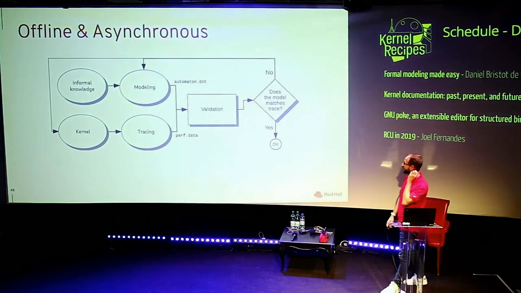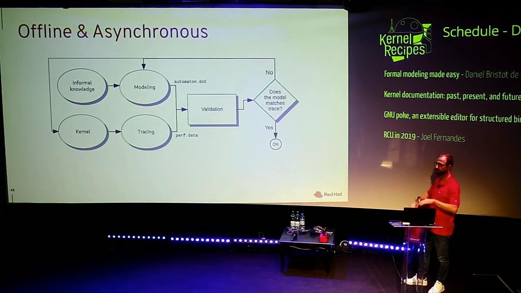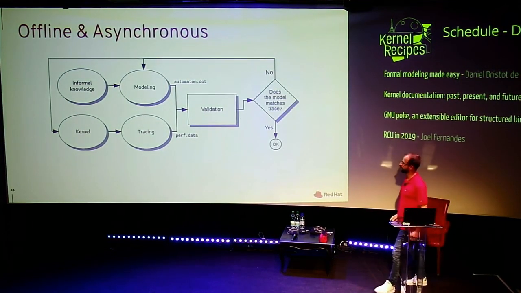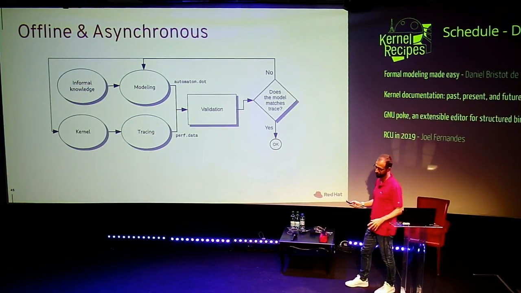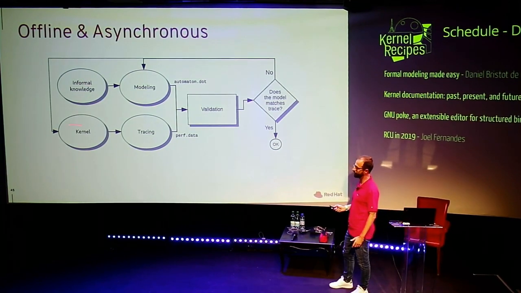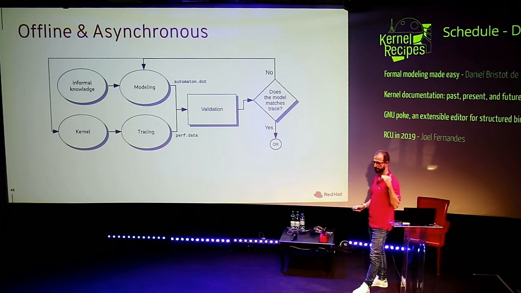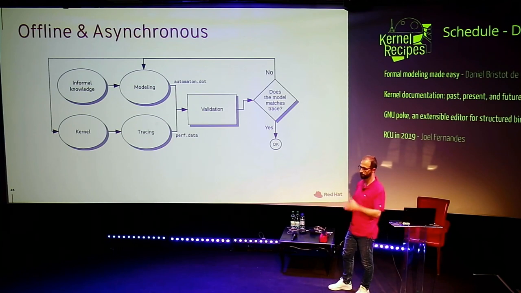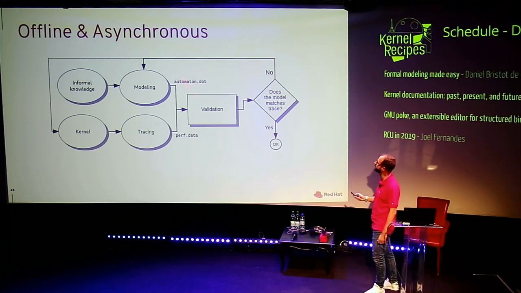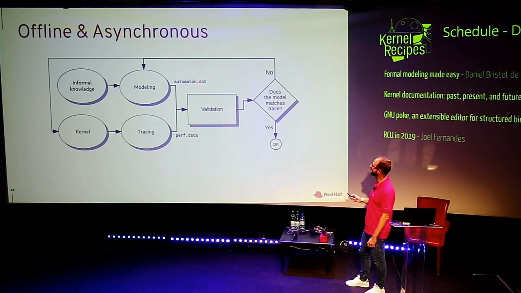So that was the methodology that I used to create the model of Linux. We have the informal knowledge of how the preemptor works, and we have the kernel itself. Here I start modeling using those small pieces, and then I trace the system. Here I was using perf and tracing the same events that I was using to model, right? And then I get the perf.data and the automata in the GraphViz format. It's a well-known, open format. And then I try to validate if the automata and the kernel were matching.